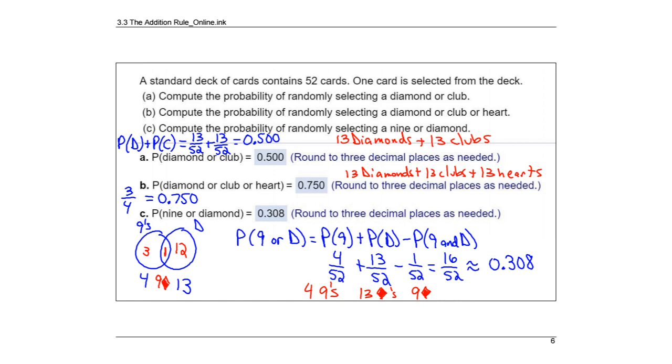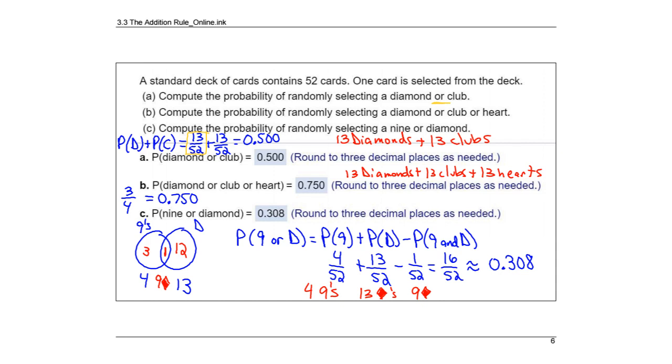Well, a card can't be both. They're either a diamond or they're a club. And so those are mutually exclusive. And we can just add those probabilities together. So the probability of picking a diamond is going to be 13 diamonds out of 52 cards. Remember, this is or, so we're going to add.